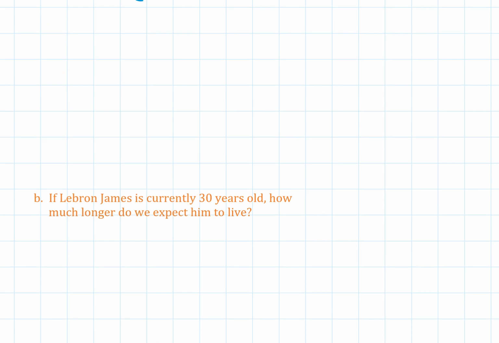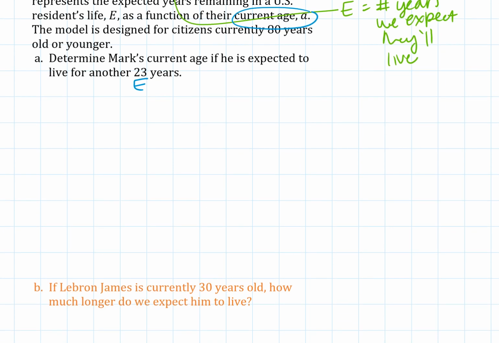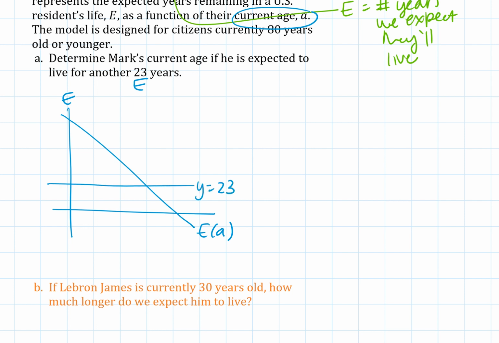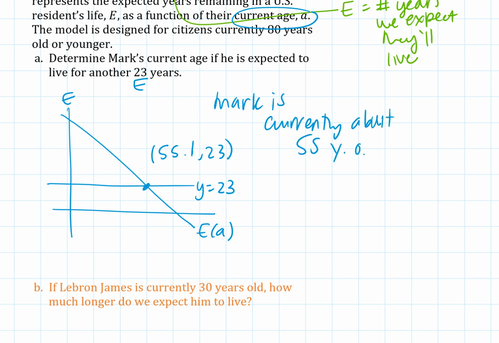Okay, let's look at another question. Final one of the day. Let's sketch what our solution was and show evidence of how we got it. We had some function that looked like this. This was E of A, where your y values are E values. Then we sketched y equals 23 and looked for the place where they intersected. They intersected at about 55.1, 23. And so Mark is currently about 55 years old.